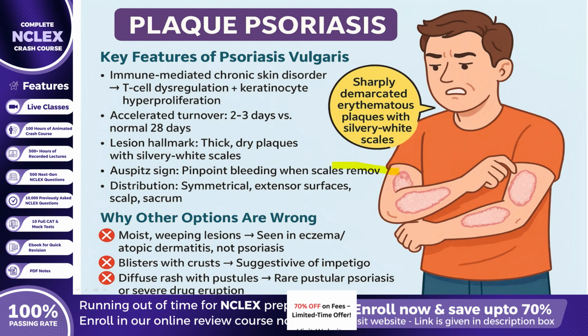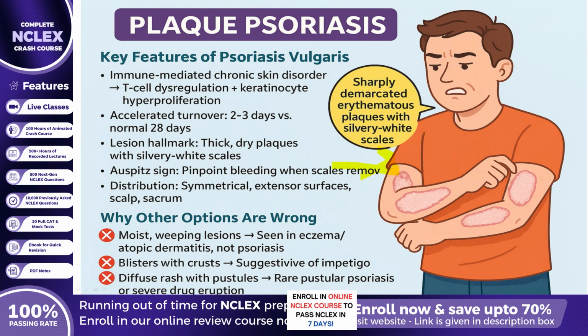Psoriasis vulgaris, also known as plaque psoriasis, is an immune-mediated chronic skin disorder where keratinocyte hyperproliferation and T-cell dysregulation cause accelerated skin turnover, 2 to 3 days instead of the normal 28. This produces thick, dry plaques with silvery white scales that can be scraped off, often leaving pinpoint bleeding underneath, a finding known as the Auspitz sign.